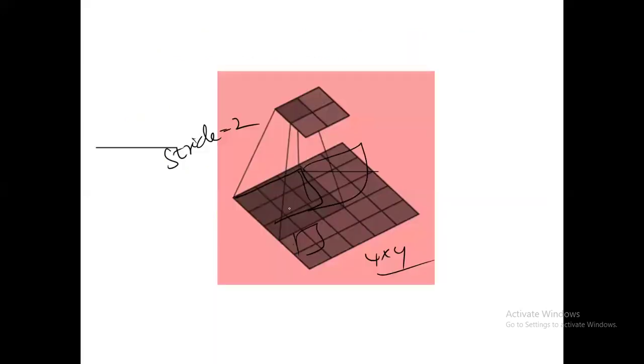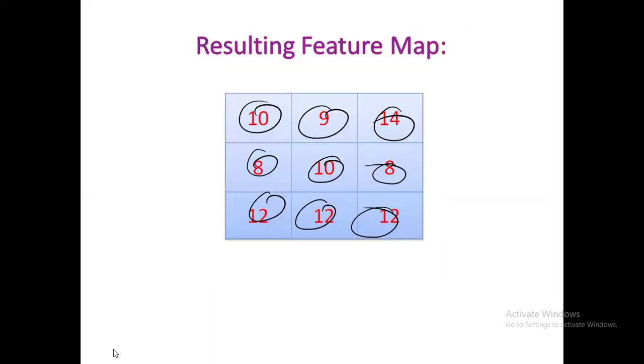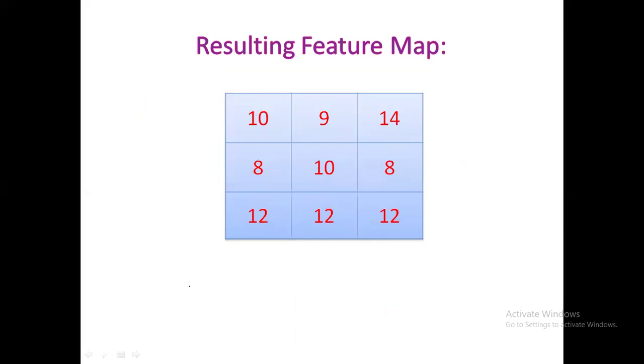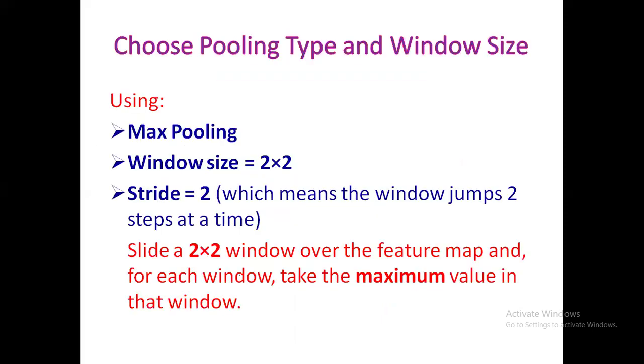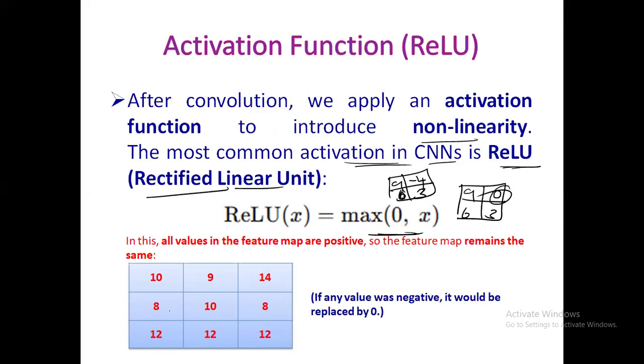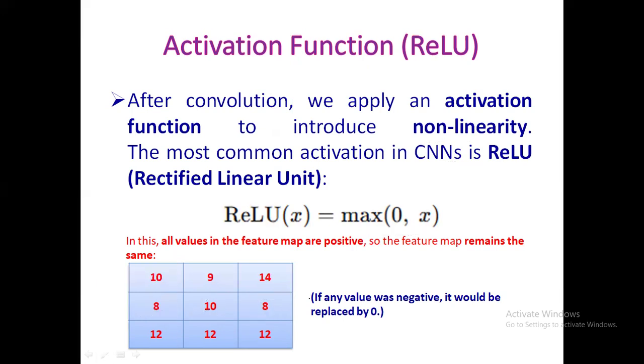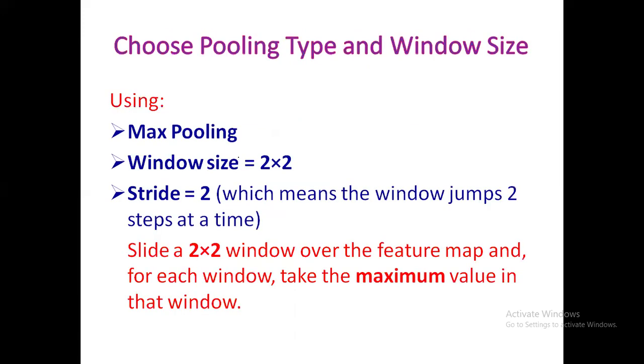In our example, we got only positive values, so we will not worry about negative values. All values will be taken as they are: 10, 9, 14, 8, 10, 8, 12, 12, 12. If any values are negative, they would be replaced with 0. But in our case, fortunately, all values are positive, so we are going to take all the values as they are.